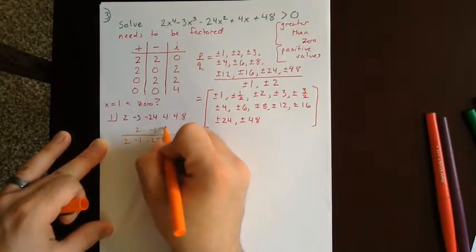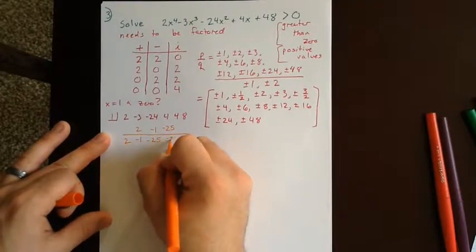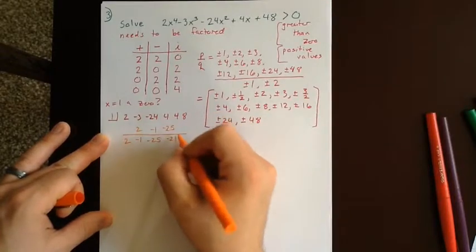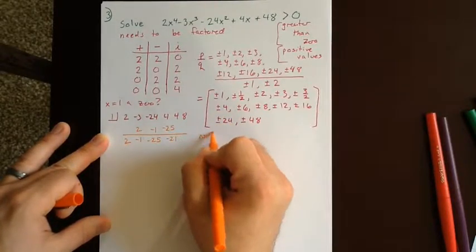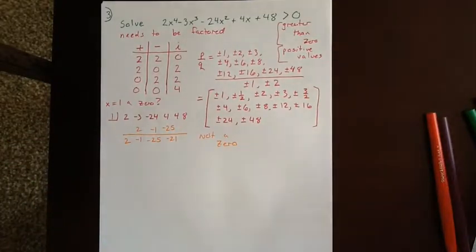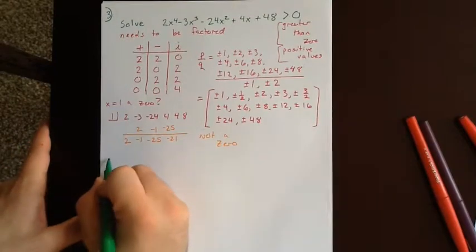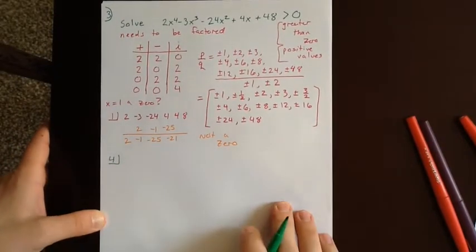And already I'm thinking this is not going to work for us. So no, not a 0. Okay, so let's just try something. I wonder if 4 is a 0.